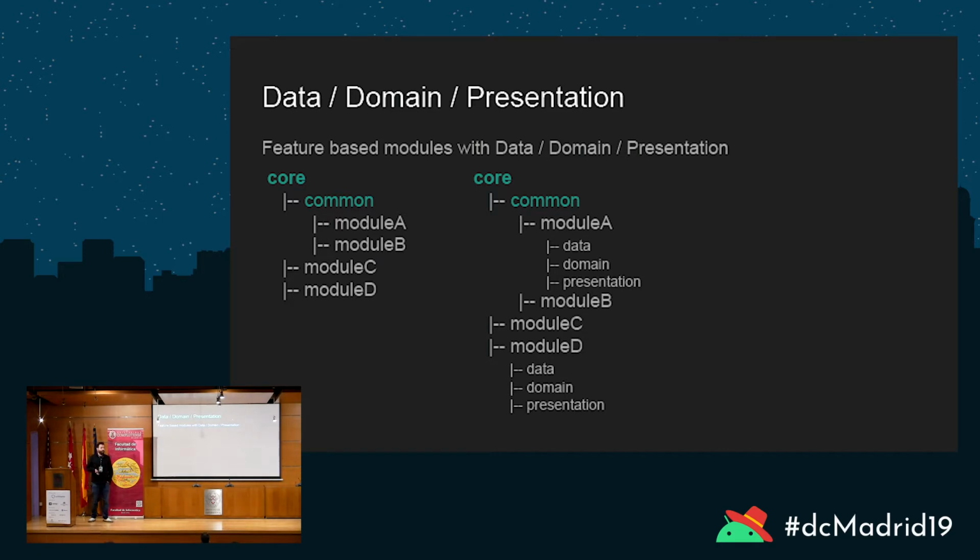But what you can do is you can still keep the feature-based modules, but then have the data, domain, presentation on top. So we had this kind of tree, right? We had the core and common modules, and then you can actually have inside those modules data, domain, presentation as separate modules as well, if you want.